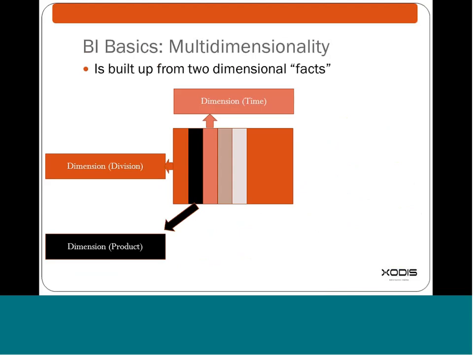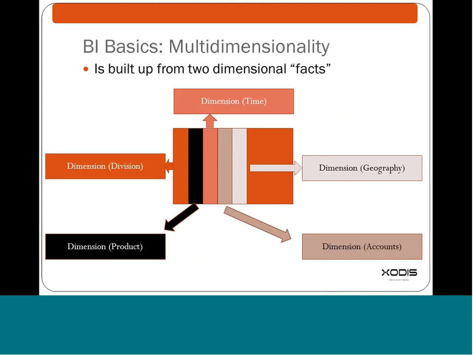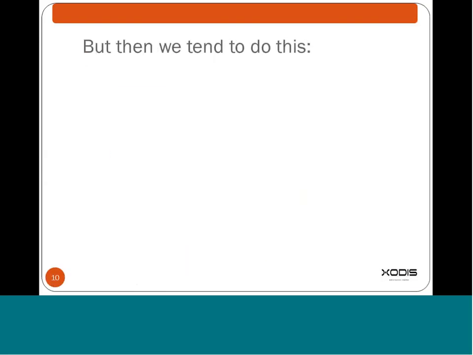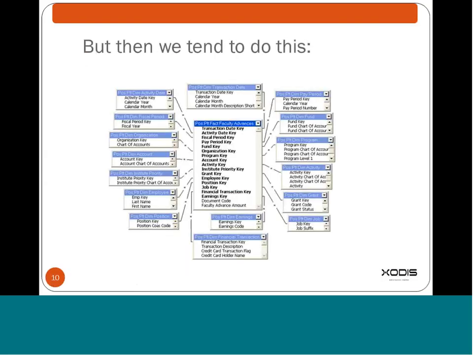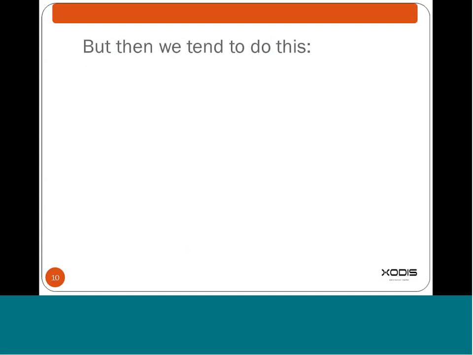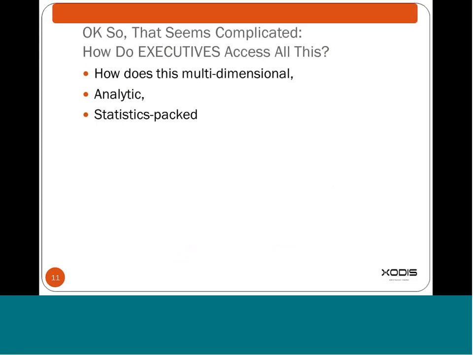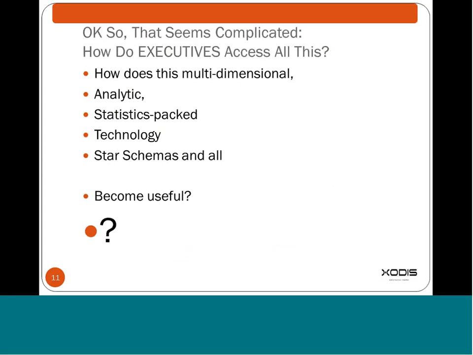Here's a little bit more of a way to view it. The star schema: you take each column from a two-dimensional relational table and make them into a dimension, and what's left are measures, and that's known as the star schema. And then this is actually what a lot of star schemas wind up looking like. Way too complicated. TMI, as they say, too much information. So that does seem complicated, and I've been told it's been complicated in all the years that I've been trying to sell this. How does a multidimensional analytics statistics-packed technology with all those star schemas become useful to the executives who want to use it for decision-making?